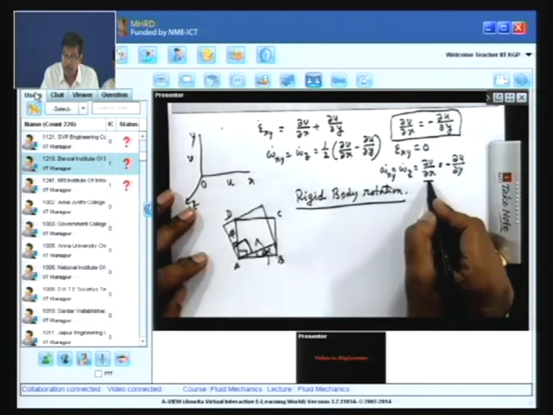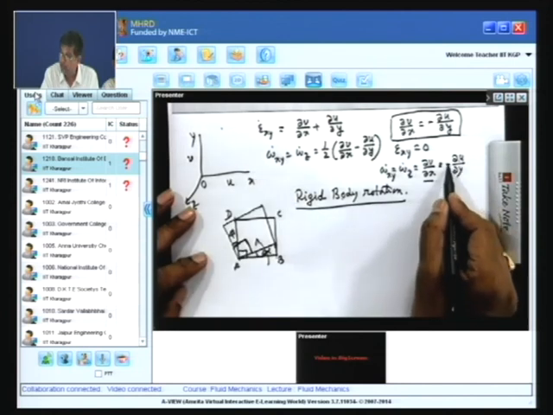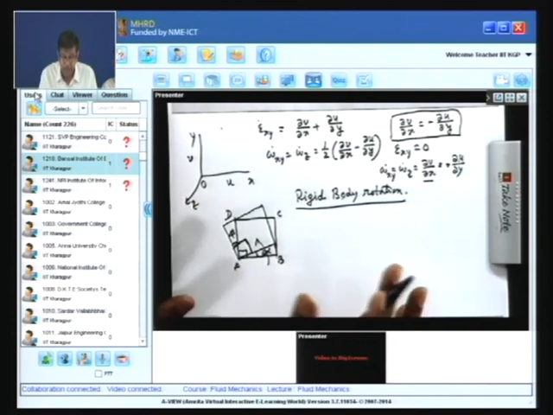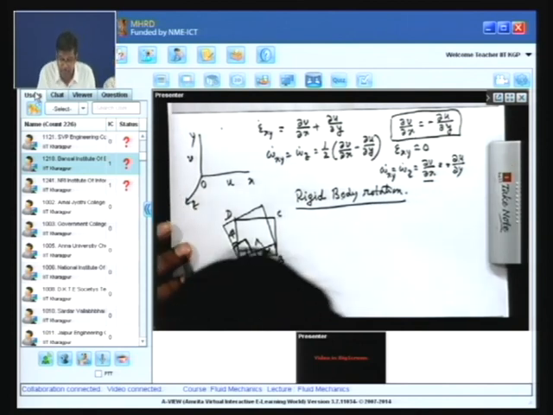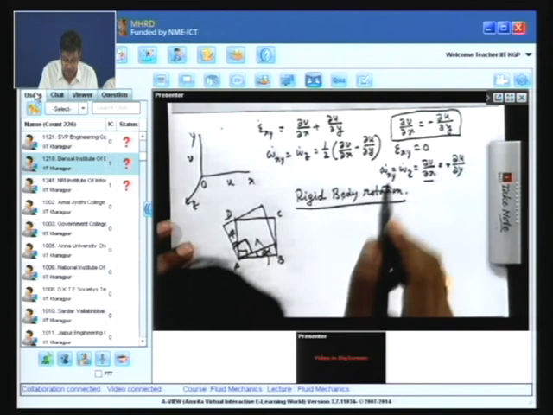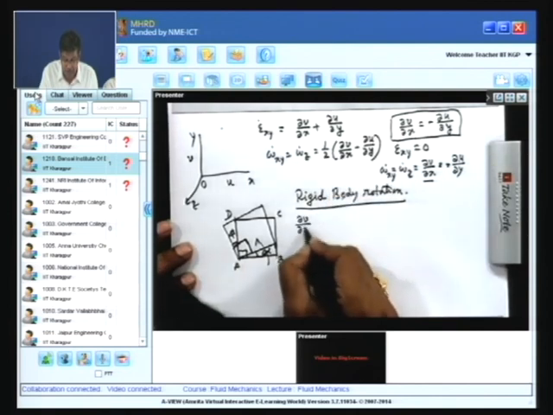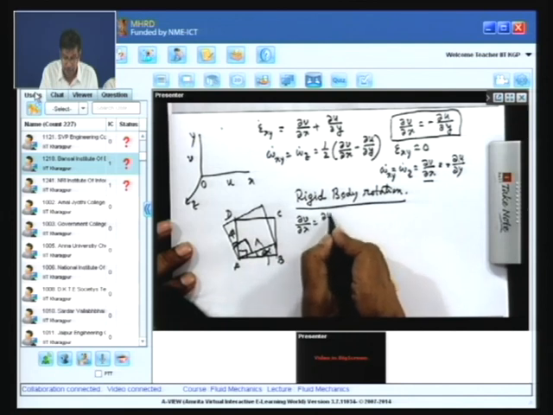Del v del x is positive, del u del y is negative, negative, negative, positive. That means this is the rotation. Okay, clear? Now we come to another case, just the opposite, that del v, that means we make this 0, del v del x is del u del y. Well, then what we get?